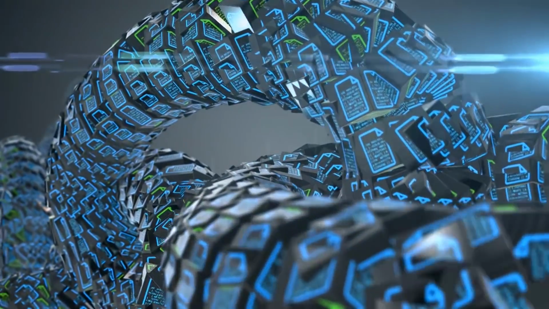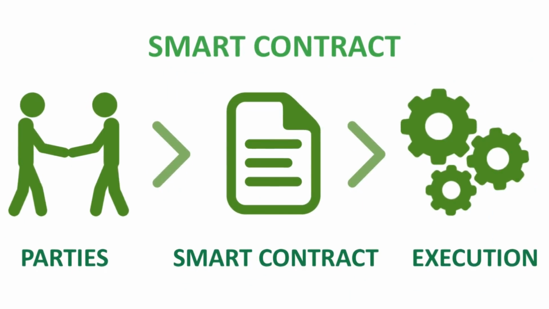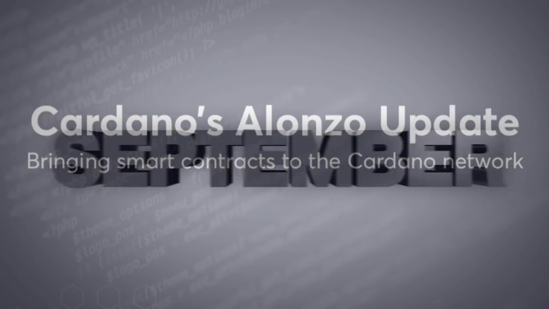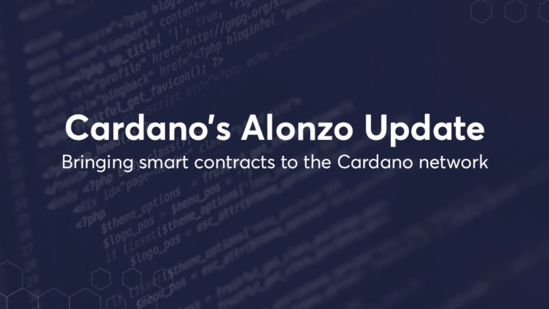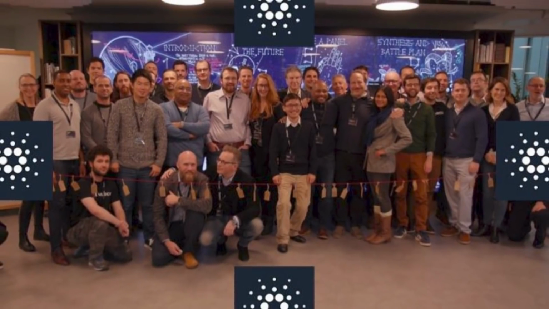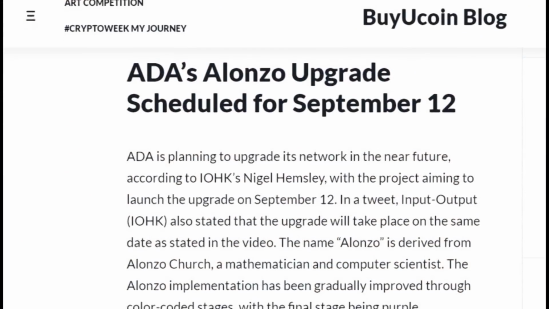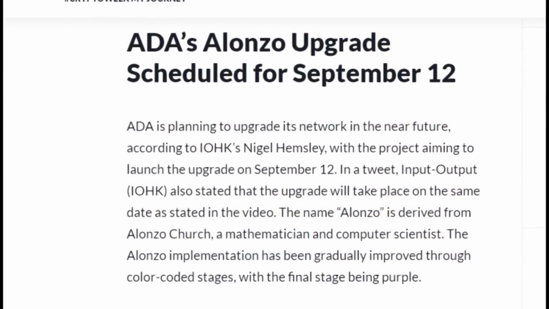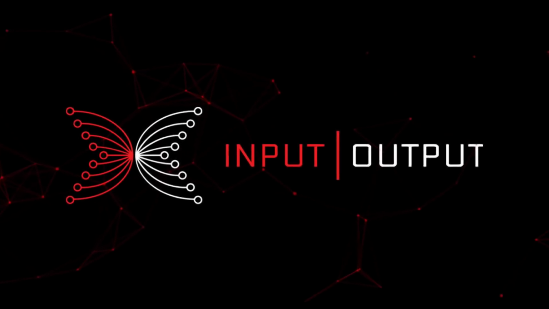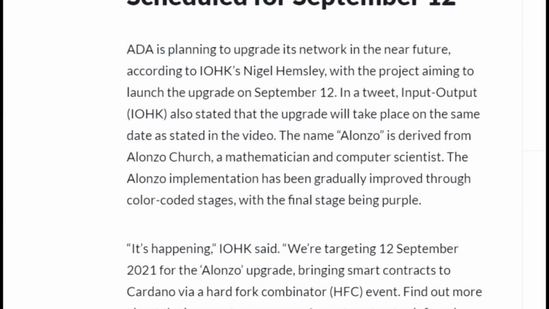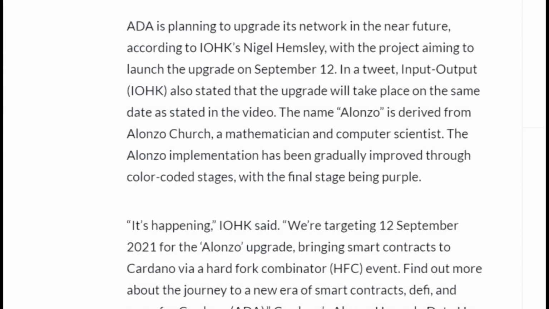Skeptics were a bit wary of whether or not the Cardano network would be able to successfully support the smart contract functionalities by the end of September. However, it does look like the Alonzo update will be happening soon. The Cardano team has stated that the network update is set to take place on the 12th of September, and input-outputs IOHK's Nigel Hemsley has also revealed that the project aims to launch this update on the said date.